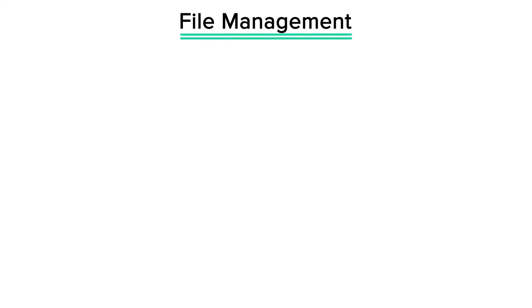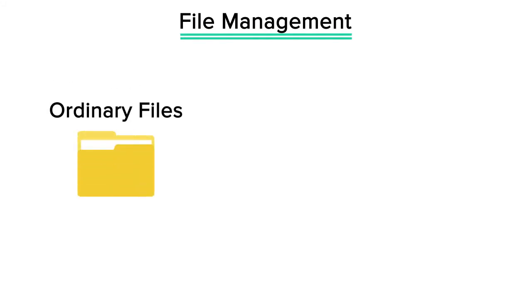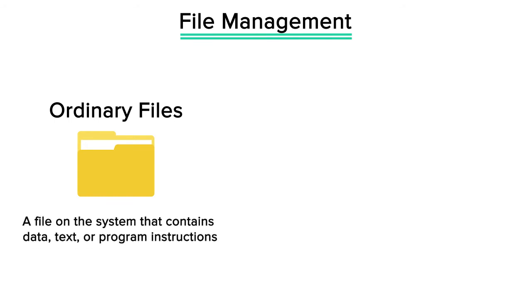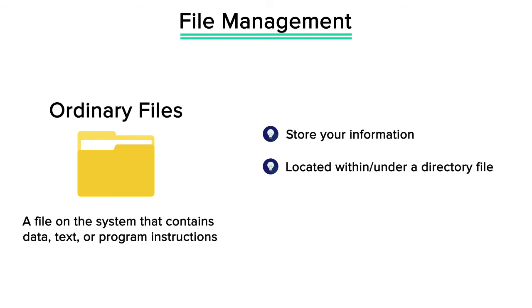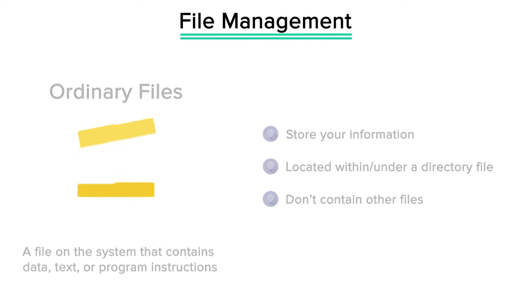In Unix, there are 3 basic types of files. Ordinary files. An ordinary file is a file on the system that contains data, text, or program instructions, used to store your information, such as some text you have written or an image you have drawn. This is the type of file that you usually work with. Always located under a directory file. Do not contain other files.